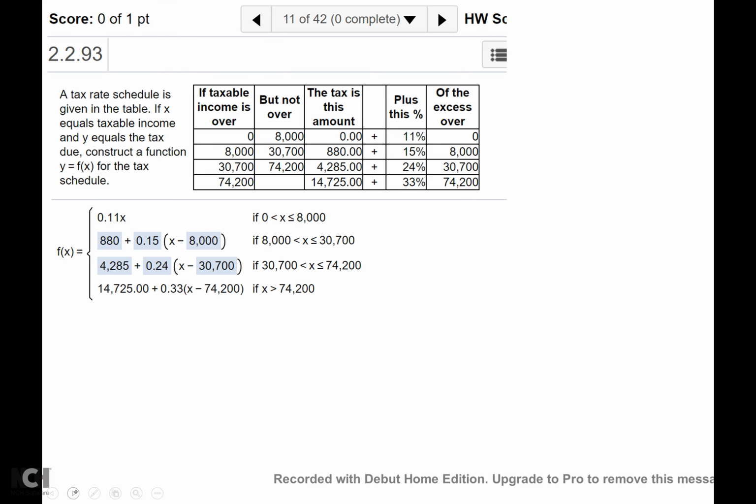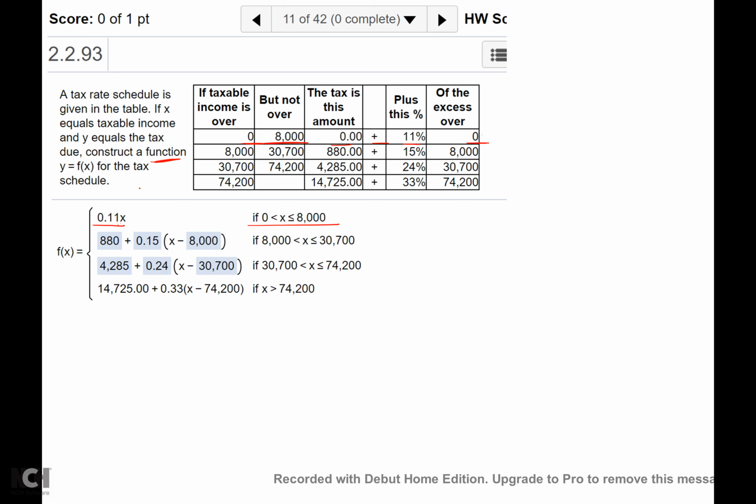This one gives you the tax rate schedule, and you are supposed to come up with the piecewise schedule. So this would say that if you make between 0 and 8,000, you're going to pay 0 plus 11% of anything over 0, which would be x. So that's the first one. If x is between 0 and 8,000, you pay 0.11, 11% of what you make.